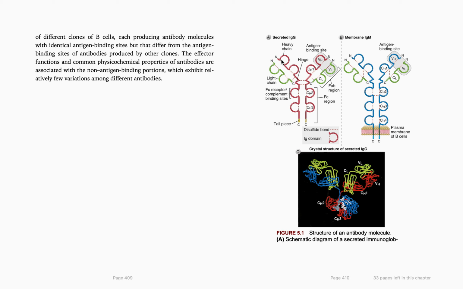It is having the heavy chain. These are in. There is a light chain outside. There is a Fab region. There is FC region, and there is FC receptor complement. But here again there is tail piece. Here there is hinge whereby they come together.